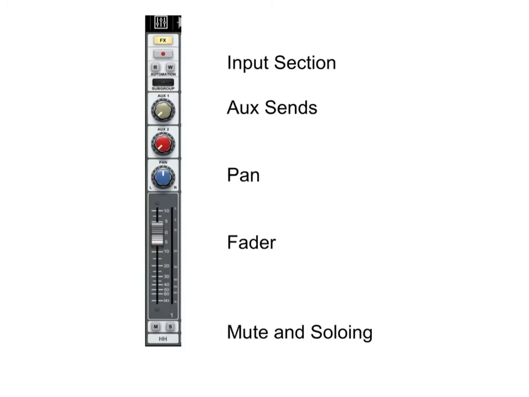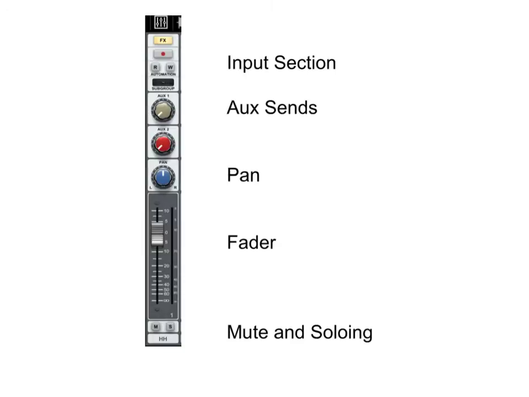Back to the channel strip. Here's the aux send section. Knobs that allow one to adjust the level of audio sent to each of the 2 aux send paths. Below that is the pan knob to adjust the stereo spread of a mono channel or the balance of a stereo channel. Below that is the fader for the track, where the volume is adjusted before being sent to the master channel.